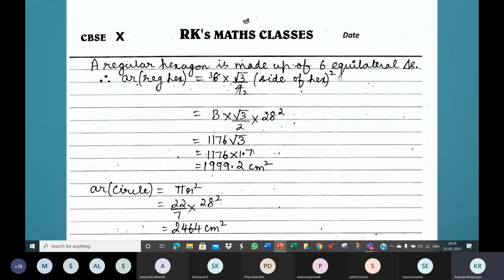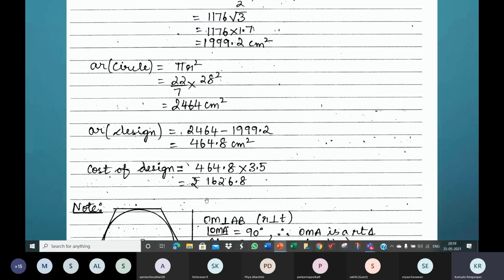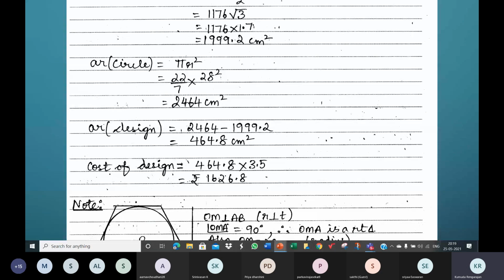A regular hexagon is made up of 6 equilateral triangles. Area of a regular hexagon, not every other hexagon. Area of a regular hexagon, because a regular hexagon is made up of 6 equilateral triangles. Area of one triangle is √3/4 into side square. So into 6 will give us the area of the regular hexagon. So this is the formula. This is how we find the area of the regular hexagon, and area of the circle, then you just subtract to find the area of the design. I'll share these two answers, children, the question and answers.